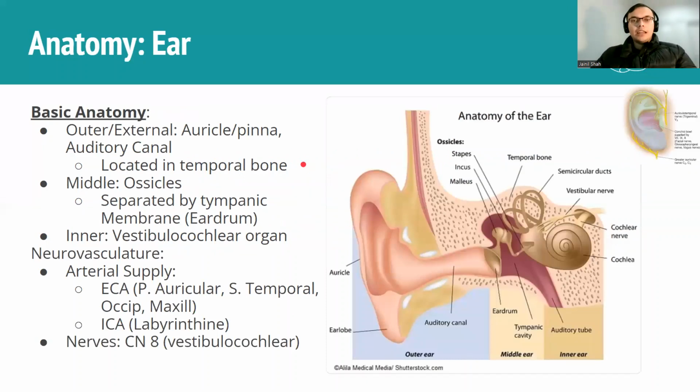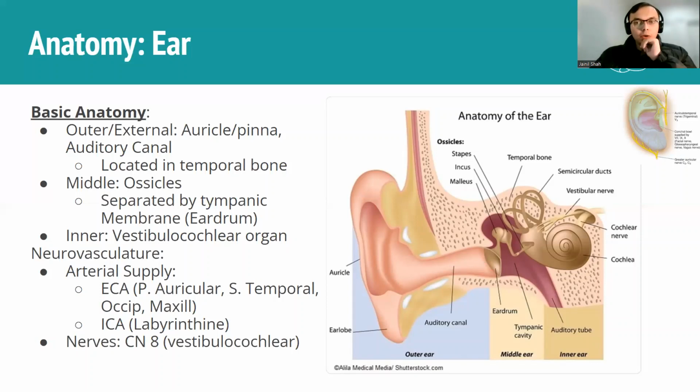Let's first have a look at the anatomy of the ear. So in terms of the basic anatomy, there's three parts of the ear. You have the outer ear or the external ear, which consists of the fleshy part of your ear, which is the auricle or the pinnae, and the actual canal of the ear. So that's the external auditory canal or the external auditory meatus, whatever you want to call it. Essentially, everything from the outside of the ear up to the eardrum is your external ear. So that's from here all the way up to here is your external ear. So quite a long segment of the ear is just the external ear.